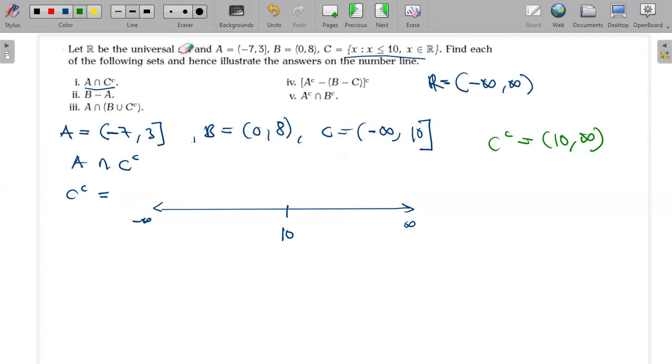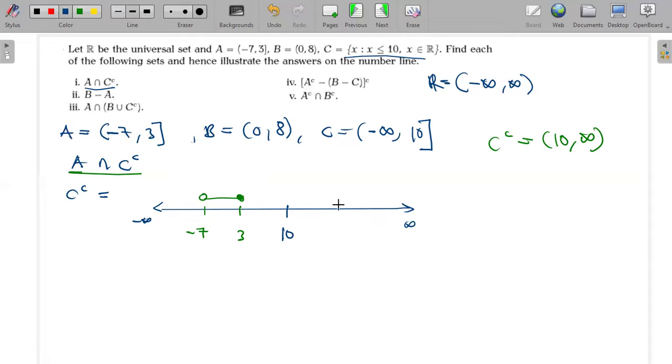That's my C complement. And then they're saying intersect that with A. So it's A intersect C complement. Now, what is my A? I also plot my A here. My A is -7, and my 3 is there like that. So my A is at -7, it's open, and then you put an arrow and go all the way to 3. 3 is closed. So this is how your set A is.